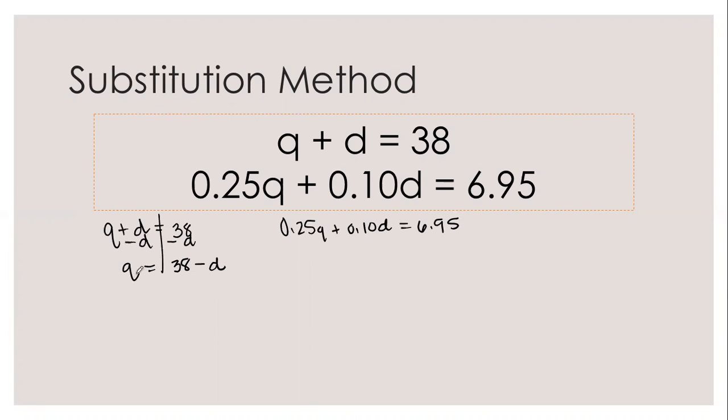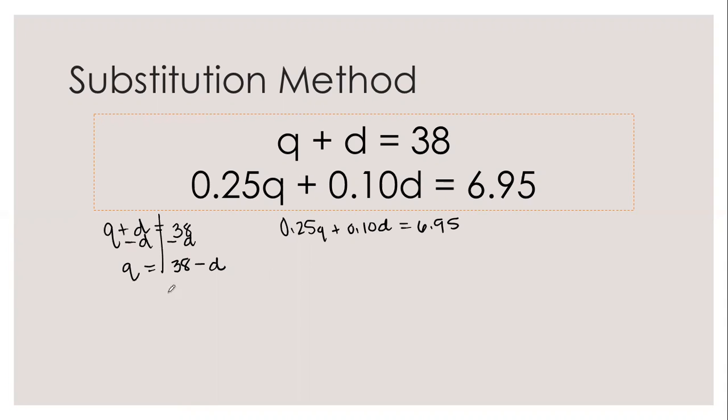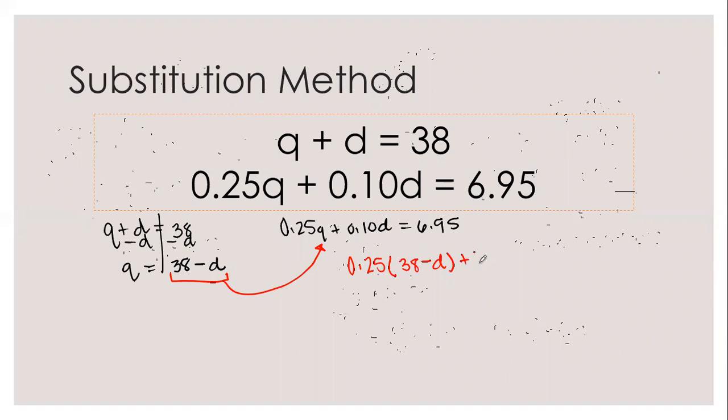Now that I know that Q equals 38 minus D, what do I do with this? You put that 38 minus D into where the Q is in the other equation. Yes, so yes to every single person. Good job. So this turns into 0.25 times 38 minus D plus 0.10 D equals 6.95.